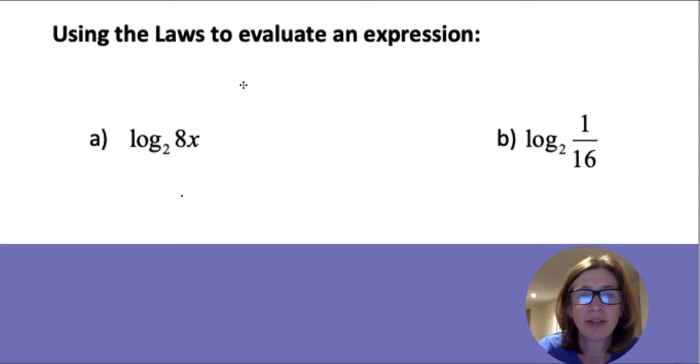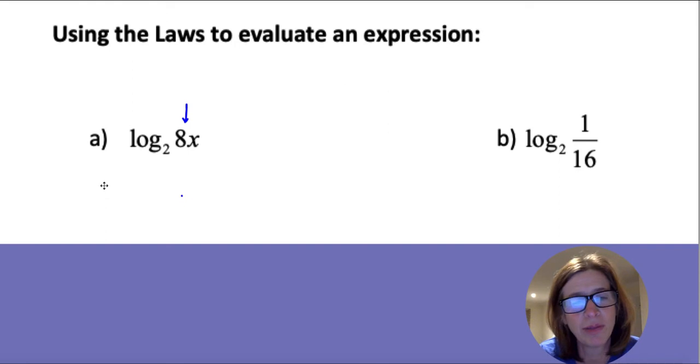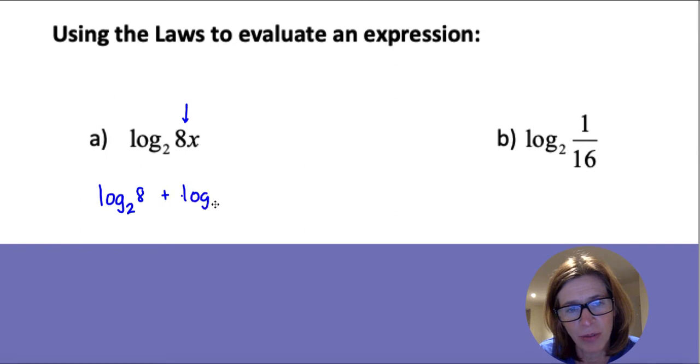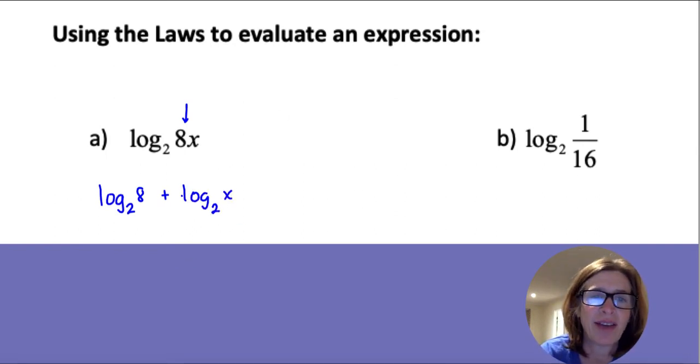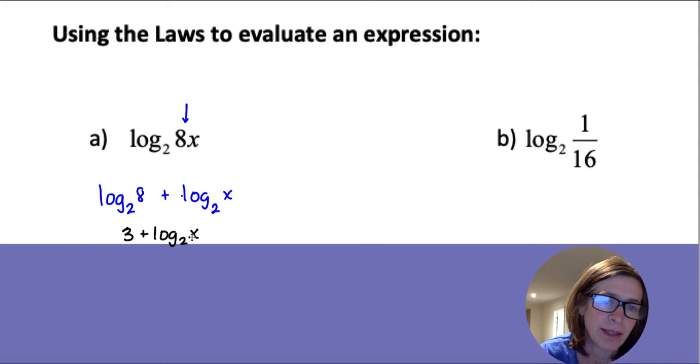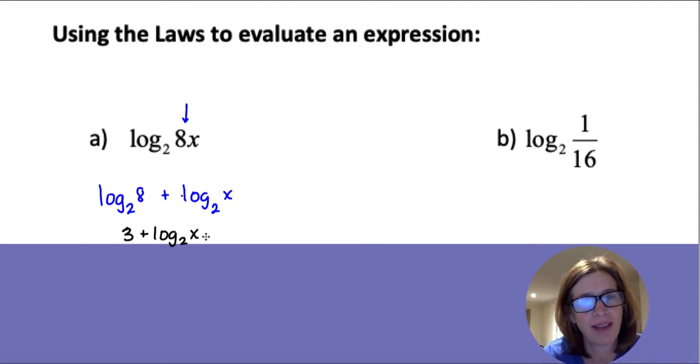So here's a really great example of how I might be able to simplify this in some way. I can see that the 8 and the x are being multiplied. So if I use the property that expands, I can write this as log base 2 of 8 plus log base 2 of x. And then I can evaluate log base 2 of 8, which would be 3. So in a simpler way, I get 3 plus log base 2 of x.